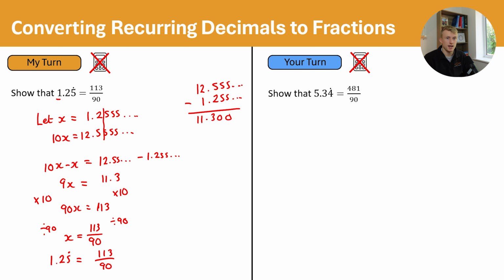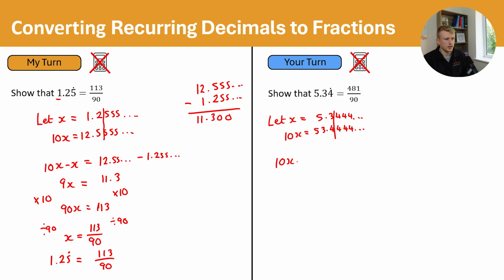Pause the video and give this last question a go. Let's go through it. Show that 5.34 recurring is equal to 481 over 90. We'll say let x be equal to 5.344 recurring. And we only have 1 digit recurring, so we only need to shift everything 1 place value column to the left. 10x is 53.444 recurring. We can then subtract these because our recurring tail lines up at this point.